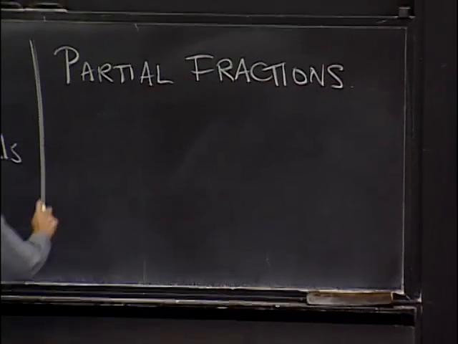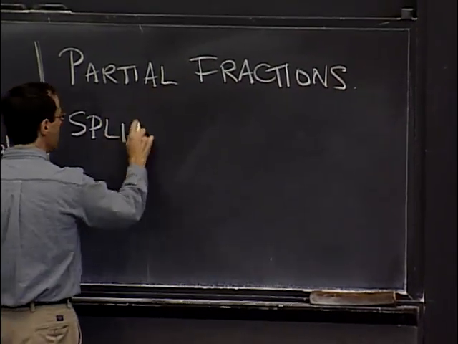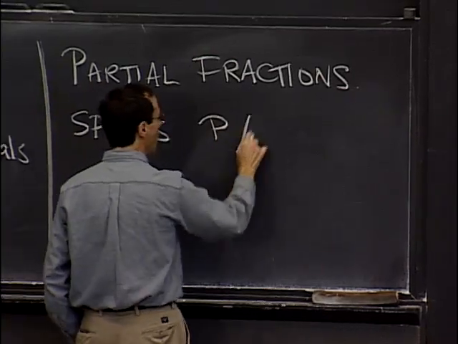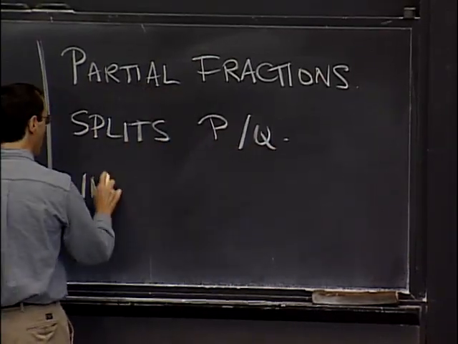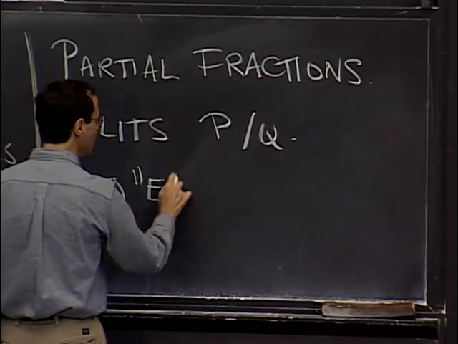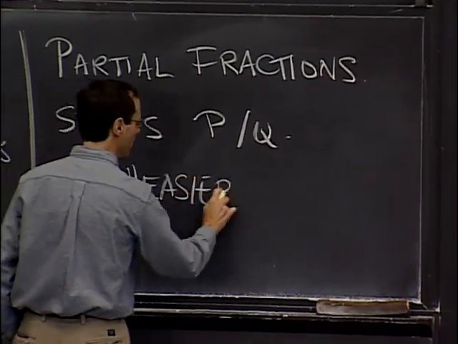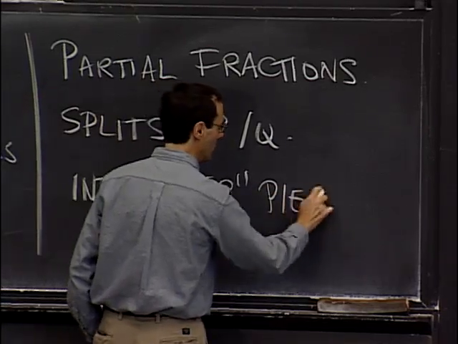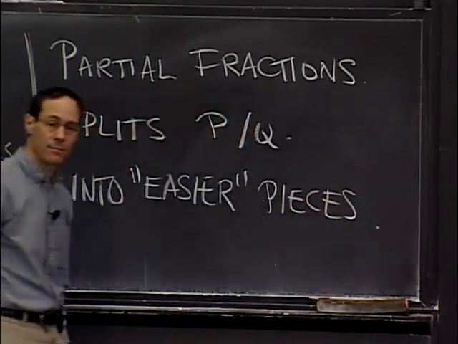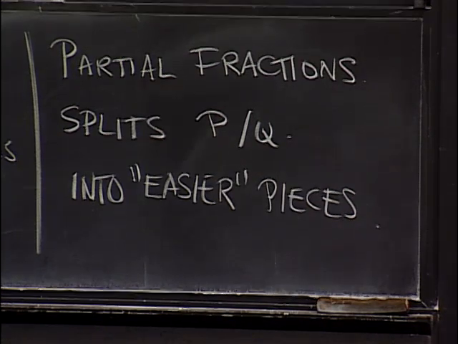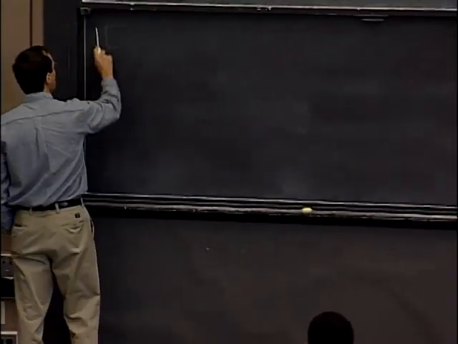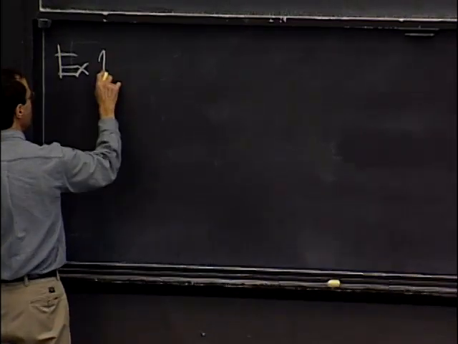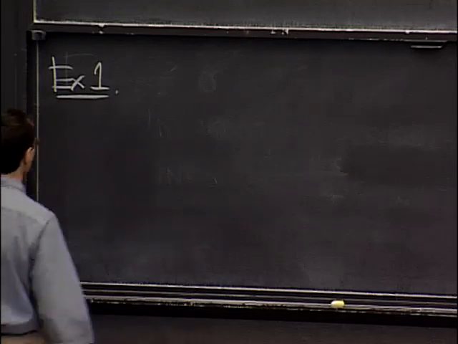And what this does is it splits p over q into what you could call easier pieces. All right, so that's going to be some kind of algebra, and that's what we're going to spend most of our time doing today. I'll start with an example, and all of my examples will be illustrating more general methods.